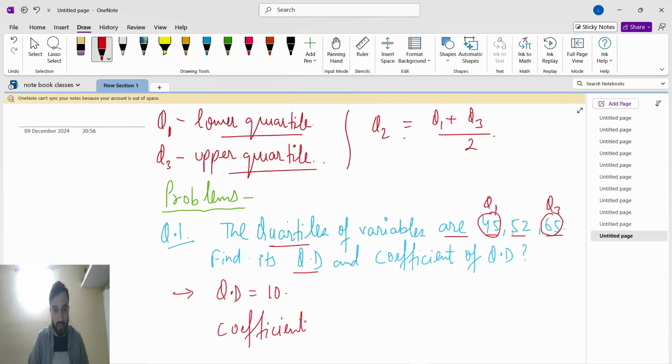Now you have to find the coefficient of quartile deviation. So Q3 minus Q1, 65 minus 45, is 20, divided by Q3 plus Q1, 65 plus 45, which is 110, into 100. So 20 divided by 110, whatever you get, into 100. 18.18 is the answer.